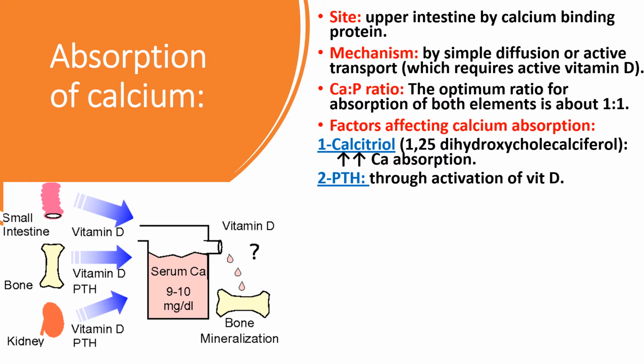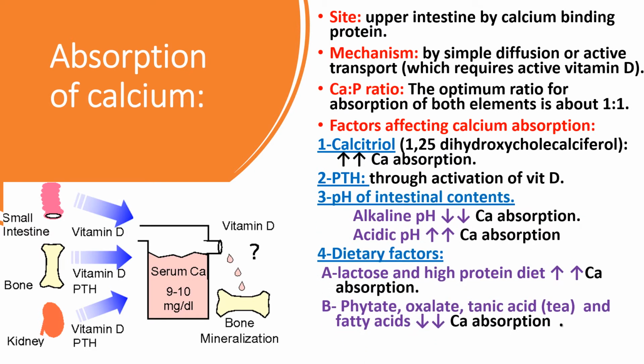Calcium absorption can be increased by calcitriol. Calcitriol is the active form of vitamin D, also called 1,25-dihydroxycholecalciferol. Vitamin D will be discussed in detail in the vitamins lecture. So calcitriol, the active form of vitamin D, increases calcium absorption. Also, calcium absorption is increased by parathyroid hormone through the activation of vitamin D. So parathyroid hormone activates vitamin D and in turn increases calcium absorption.